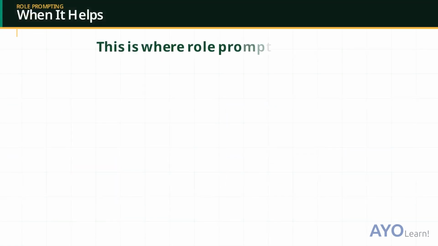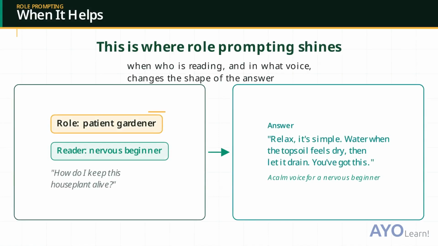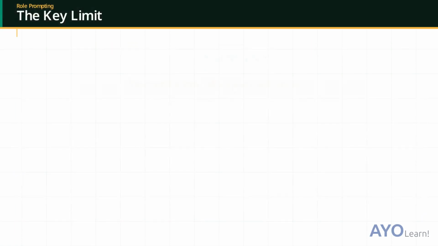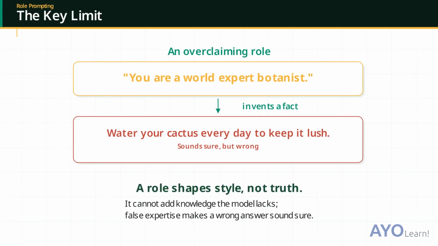This is where role prompting shines, when who's reading, and in what voice, changes the right shape of the answer. The gardener role calms a nervous beginner perfectly. A role like world expert botanist only shapes style, not truth. It adds no real knowledge, and can make a wrong fact sound polished, tidy, and completely convincing to you.